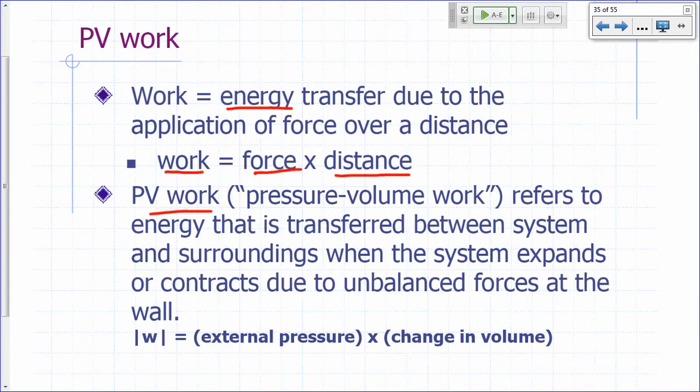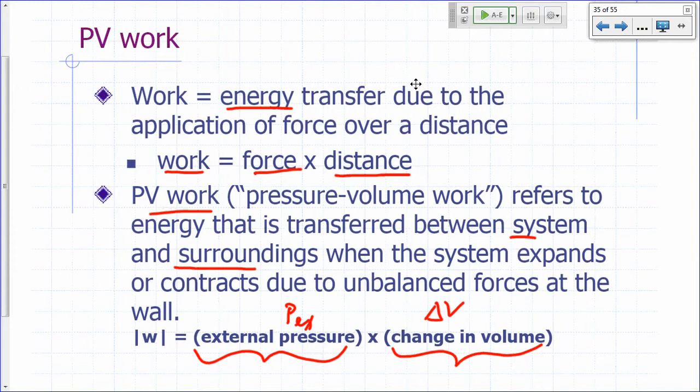That refers to the energy that you transfer between the system and the surroundings when the system either expands or contracts. When a system is expanding or contracting, what does that mean? There's an unbalanced force at the boundary between the system and the surroundings. The amount of work involved there, the amount of energy that's transferred during that process of expansion or compression, is equal to the external pressure multiplied by the change in the volume. So this is P external times delta V.